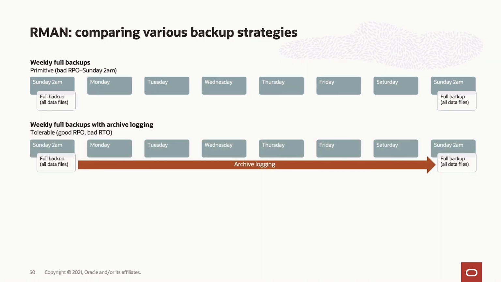Weekly full backups, combined with retained archive logs, enable point-in-time recovery to any time during the week. That's a far better RPO than is achieved with the weekly full backups alone. However, recovery through several days' worth of archive logs can be quite a lengthy procedure. Therefore, the recovery time, RTO, is in general relatively poor with this strategy. So with good RPO but poor RTO, we might pronounce this strategy as tolerable.